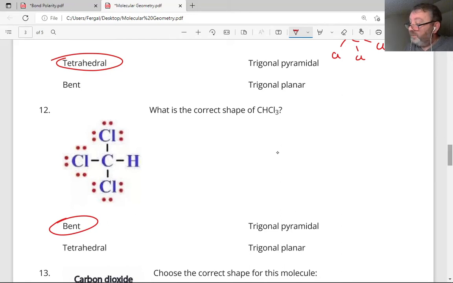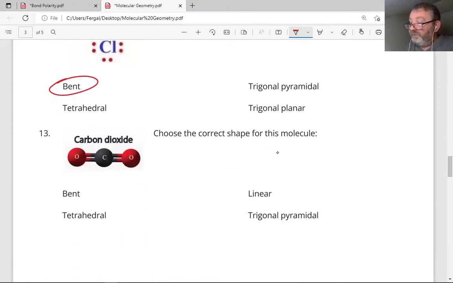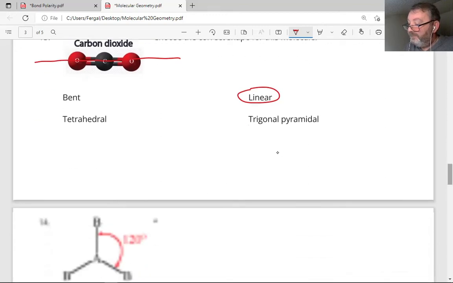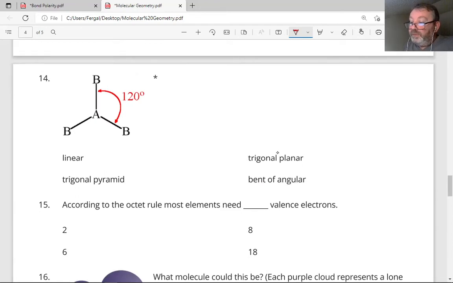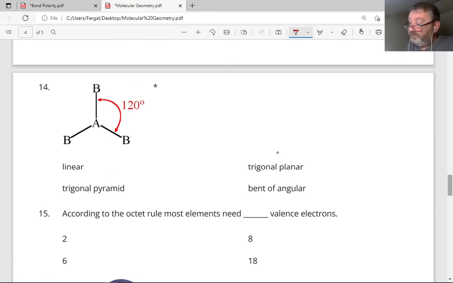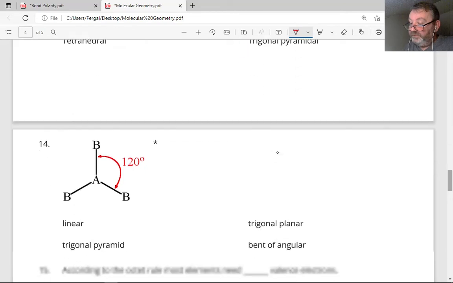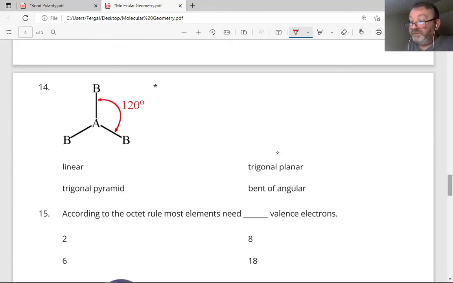Okay. Number 13. Choose the correct shape for this molecule. Well, look, all of the atoms are in a straight line, so it's linear. Question 14. What does it say there? Oh, it hasn't even got a question. I suppose it's asking about the shape of 120. That is most definitely a flat triangle.